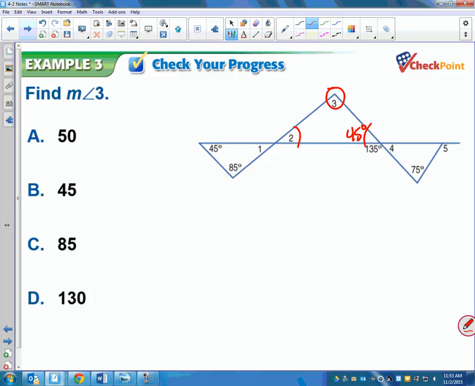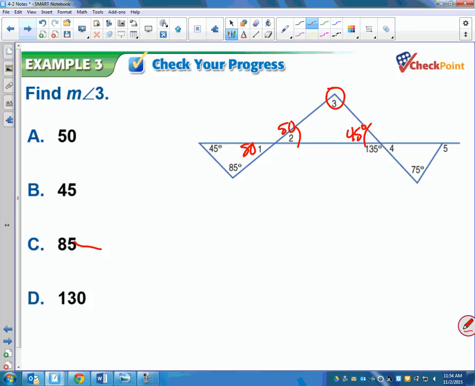What about angle 2? How do you find angle 2? Well, we find angle 1, and then see what the vertical angles are. So what did anybody tell me what they got for angle 1? 50. So that means this is 50. So 50 plus 45, subtract that from 180. Anyone got that answer?